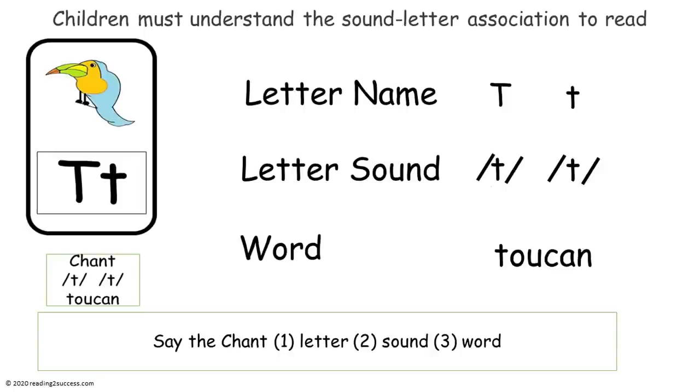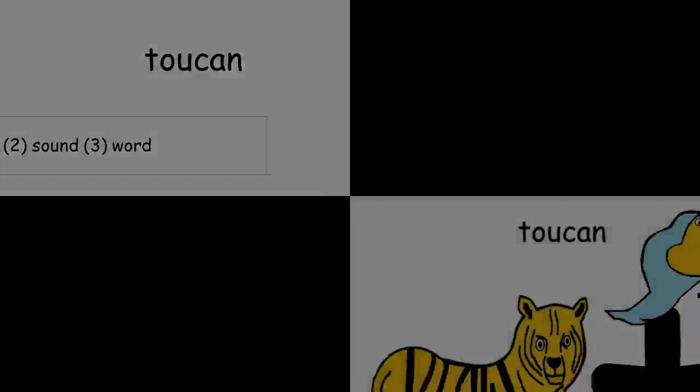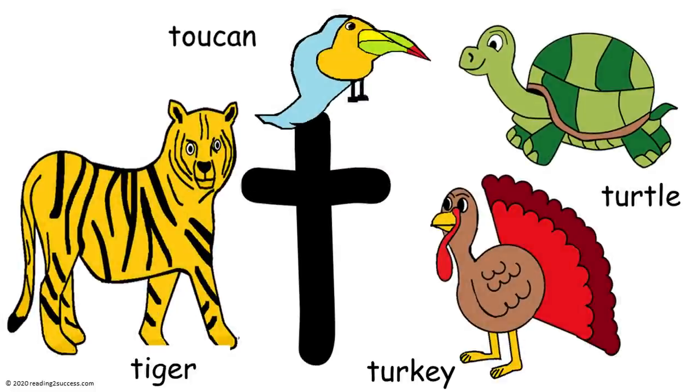Now it's time to introduce kids to the sound letter teaching card T, and we have a toucan. So let's say the chant. T, T, T, T, toucan. Now introduce kids to toucan's friends: turtle, turkey, and tiger.